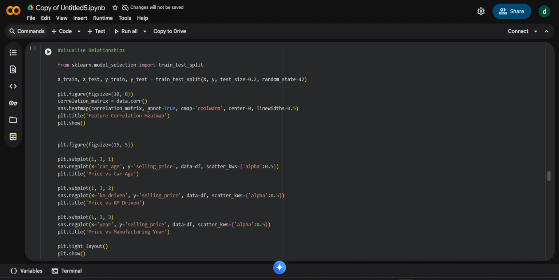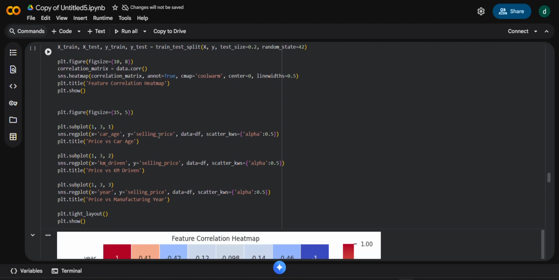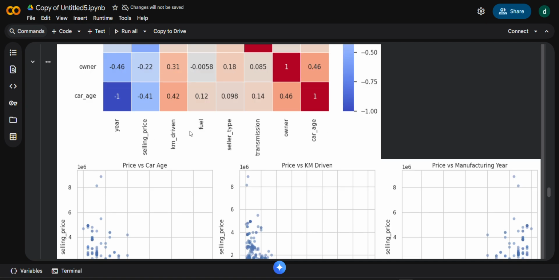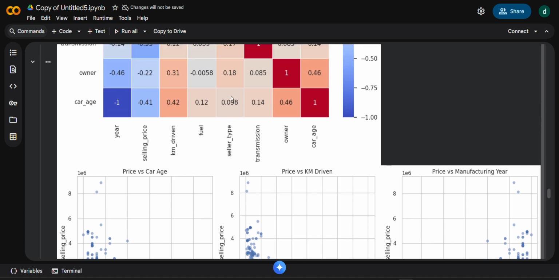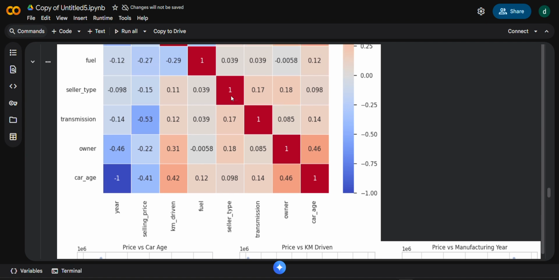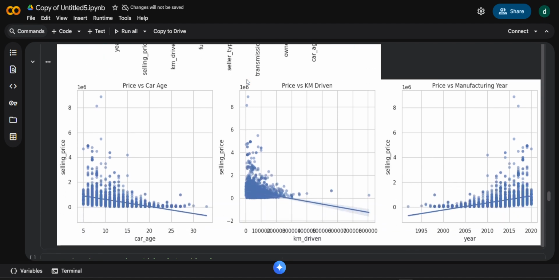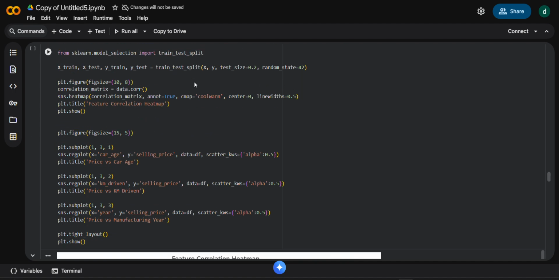Next, visualizing relationships with a heat map and regression plots. To understand how features correlate, I plotted a heat map. I also plotted regression graphs: car age versus selling price, kilometers driven versus selling price, and year versus selling price. This helped me visualize that newer cars have higher selling prices, more driven cars have lower prices, and car age is strongly linked with the price.